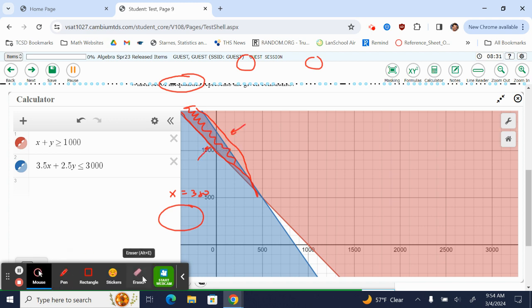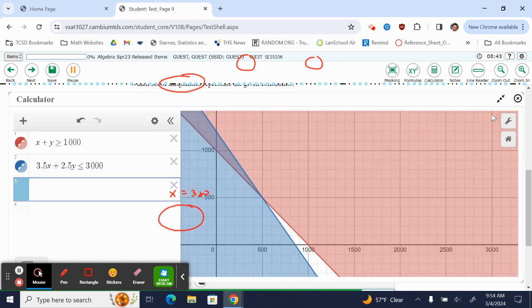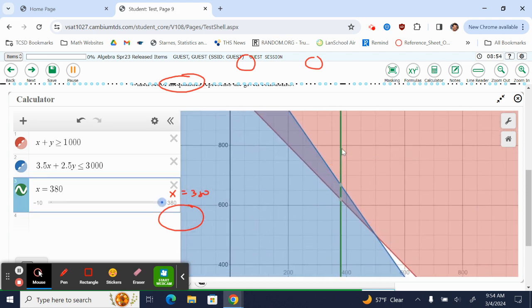All right. Now I'm going to erase that so we can see better. Now what I'm going to do is type in x equals 380, because that's what it says right here. It tells us that x equals 380, and I want to find the y value. So x equals 380. Now let me zoom in here. If you look, this line represents producing x equals 380.